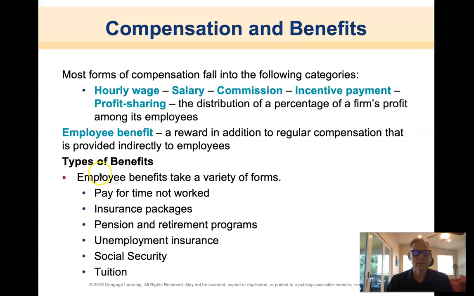Benefit programs, this is another way to incentivize people. There's pay for time not worked, so vacation or PTO, insurance packages, pension and retirement programs, unemployment insurance, Social Security, tuition remission. The big one's probably insurance. It's probably one of the costliest things there is for both the employee side and the employer side. And so that's a big one.